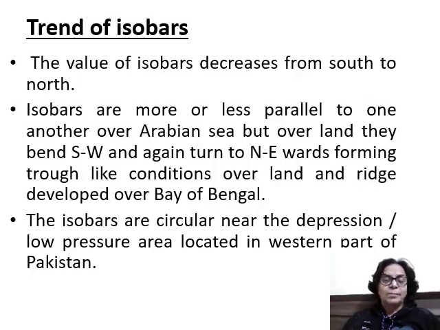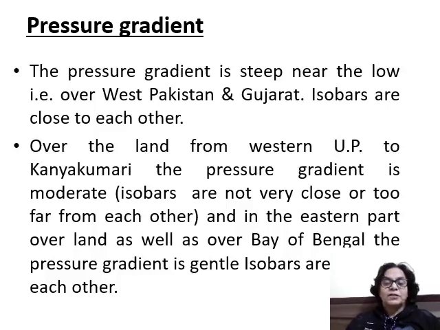Now, in general, if we look at the pattern of the isobars, the values decrease from south to north, and the isobars are more or less parallel over the land and the sea, but they form trough-like conditions, like a V-shaped trough where the innermost V has the lowest contour value, and a ridge which develops over the Bay of Bengal. Now, these isobars are circular near the low pressure center, and they are located in the western part of Pakistan on this day, that is on 25th July. The pressure gradient is slightly steeper in the northern parts of India, and as we come to the south, the pressure gradient becomes slightly gentle.